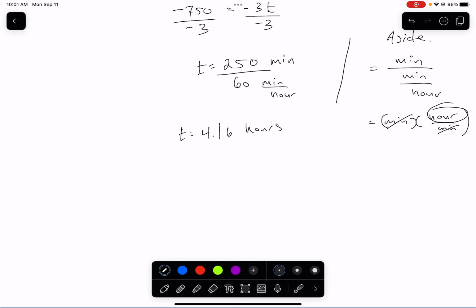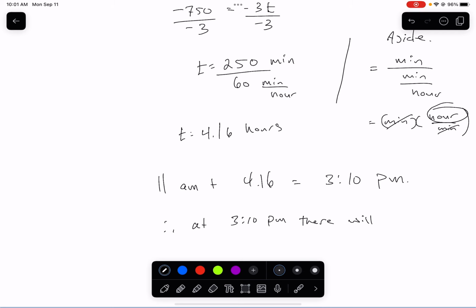That sound familiar? Okay, so we're going to go 11 a.m. plus 4.16 hours, which is going to make it 3:10 p.m. Okay, if this is a test, you'd say therefore at 3:10 p.m., 450 milliliters. We happy?